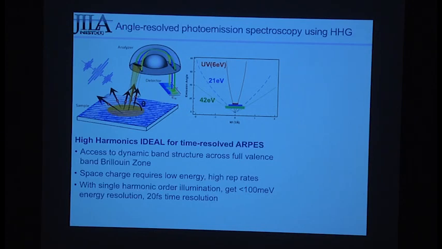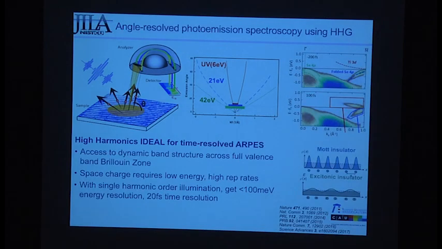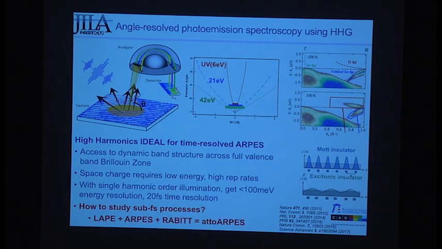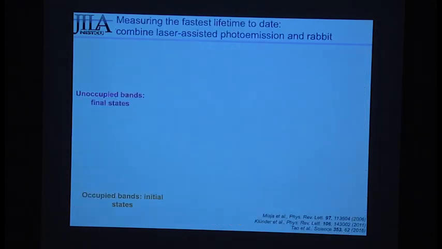We use our angle-resolved photoemission, but we have to play a different trick than the data I just showed. I apologize for the acronyms, we have a big contingent in France who love animal acronyms. So we have to combine laser-assisted photoemission with angle-resolved photoelectron spectroscopy and RABBIT, which is a quantum interference technique. Let me show you a schematic of how we do that.